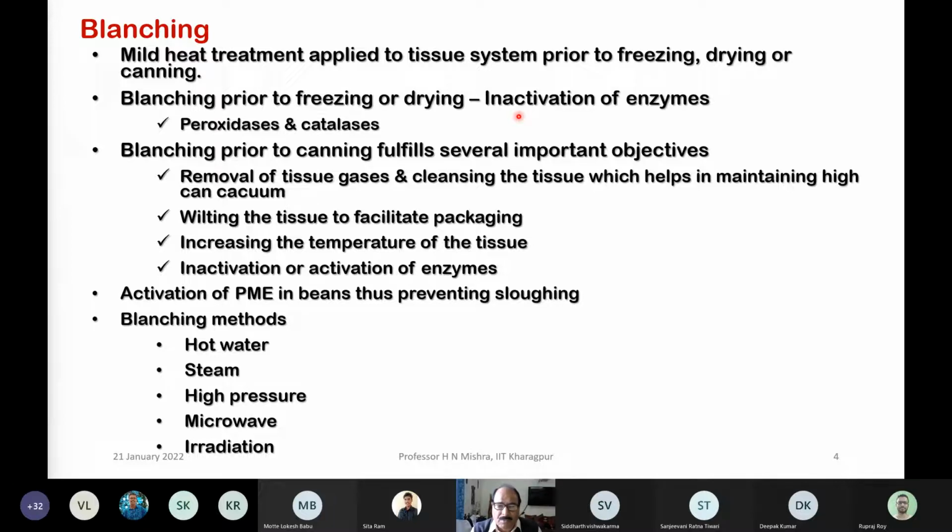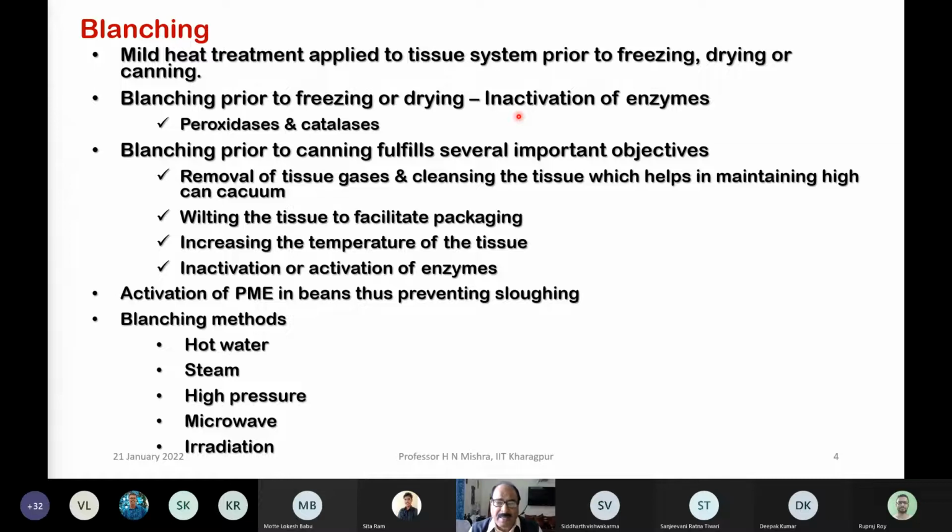So it becomes very important that these enzymes be inactivated before the plant tissue is dried, before the potato chips are made. The enzymes, polyphenolases, polyphenol oxidase, etc., should be inactivated, so that the quality of the dried potato, dried fruit, dried vegetable is intact, good quality.